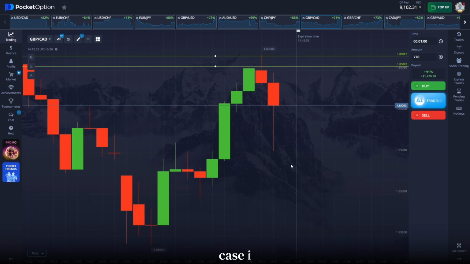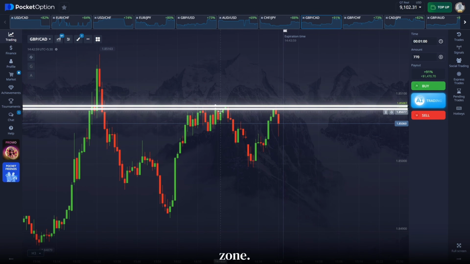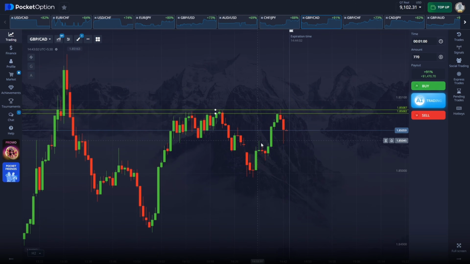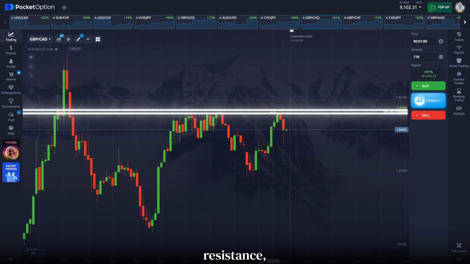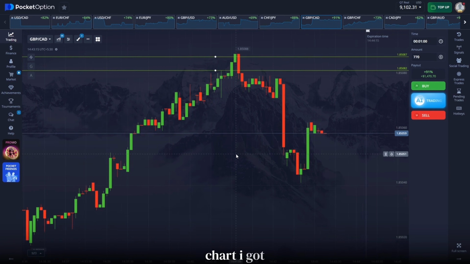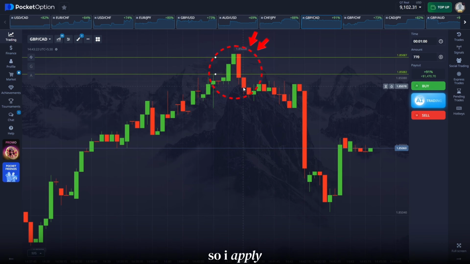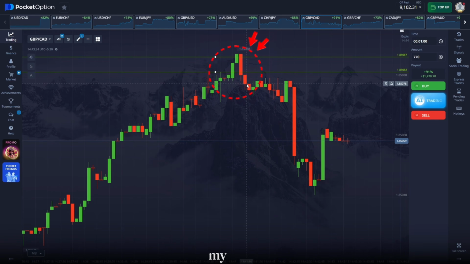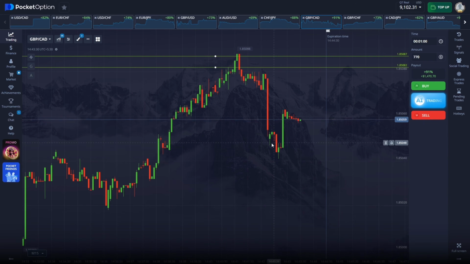So in this case, I applied a reversal trading strategy from a visible resistance zone. The resistance was visible, price hit the resistance, it was trying to break, and as soon as it tried to break this visible, strong resistance on the 5-second chart, I got seller's confirmation that price is now showing selling pressure, which means that price will fall. So I applied the strategy and I placed my trade here, and we successfully booked profit in this trade also.